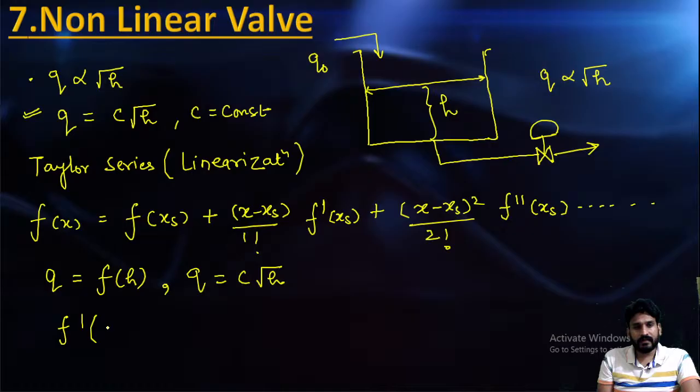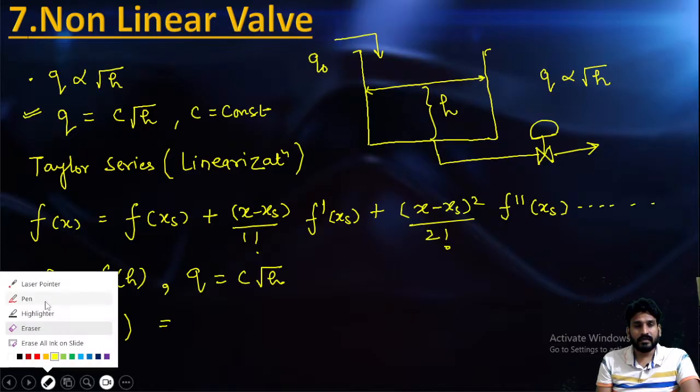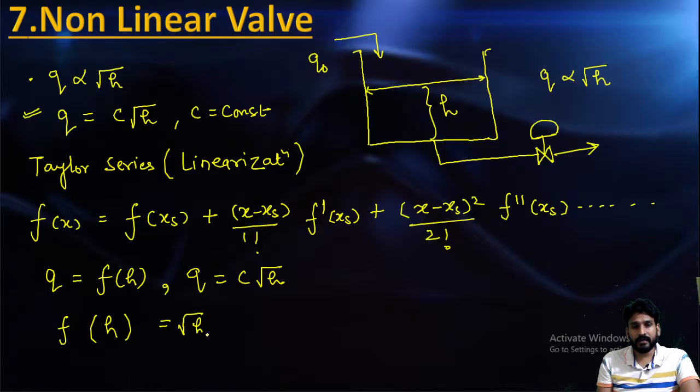f dash h, meaning the differentiation of this function. What is the differentiation of this, square root of h? Please don't get confused; I should not eliminate any step here. This is my function, and I want to differentiate it. The differentiation is 1 divided by 2 square root of h. And at what point do I want to differentiate this?